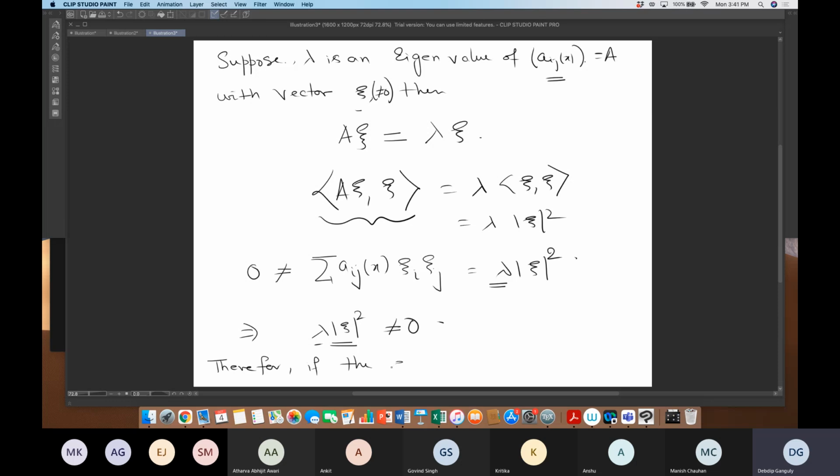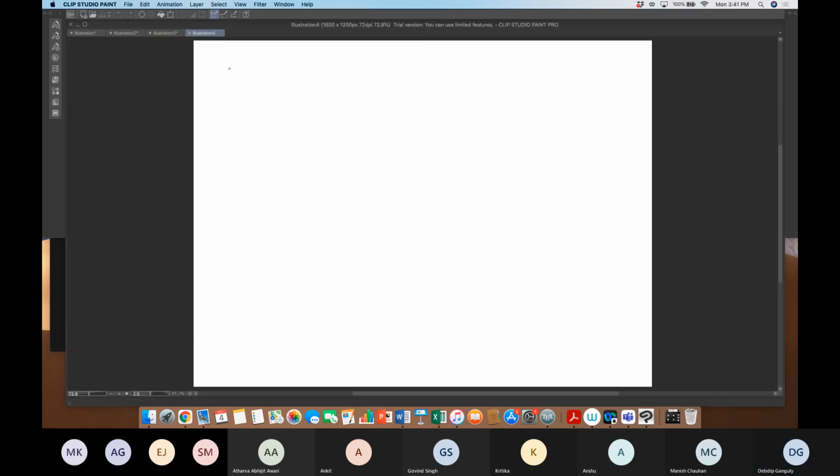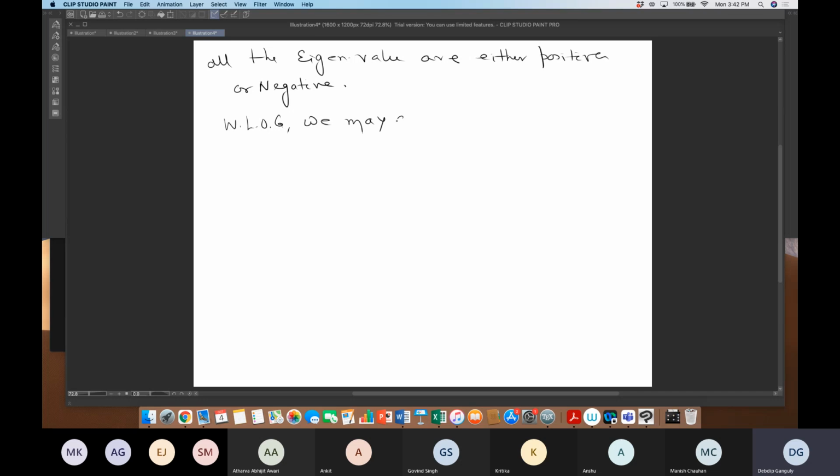Therefore, if the equation is elliptic, then all the eigenvalues are either positive or negative. Without loss of generality, we may assume it is positive. We assume the summation over i, j from 1 to n of Aij xi_i xi_j is positive for all xi not equal to 0.